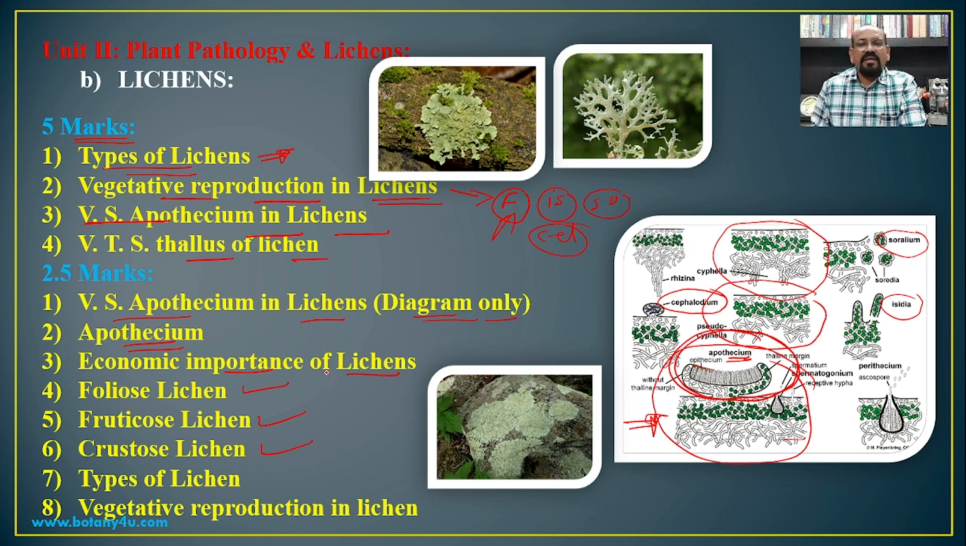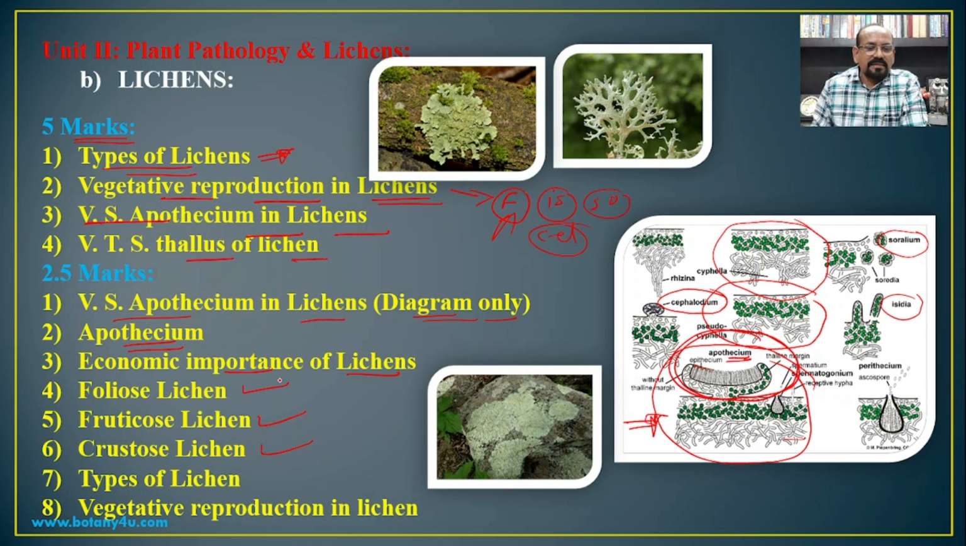Lichens are widely used for different purposes. For example, lichens are used as food as well as fodder. They are used in making dyes. They are used in the preparation of perfumes. They are used in medicines, etc. So such different economic importance we have to give in this question.